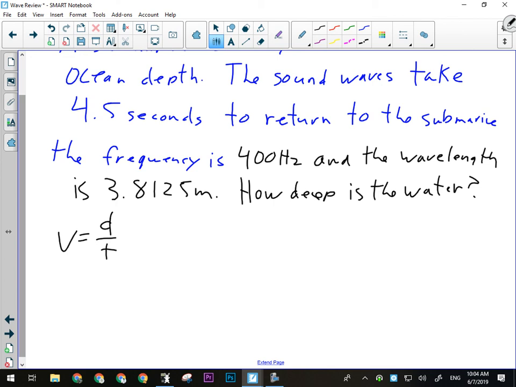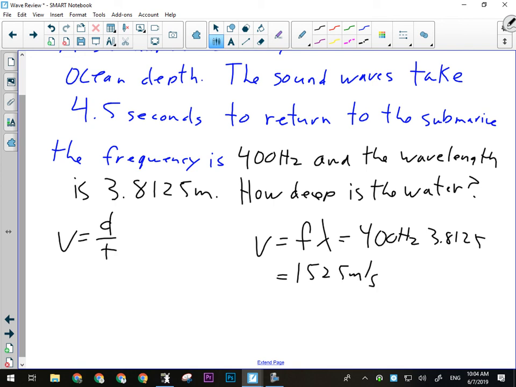I don't have v. I'm looking for d, I don't have v. So I have to find v. Can I use the frequency and the wavelength to do that? Yes, so I'm going to go v equals f times lambda. So we'll have our 400 hertz times 3.8125, which should give me 1525 meters per second. Speed of sound in water is 5 times faster than air.